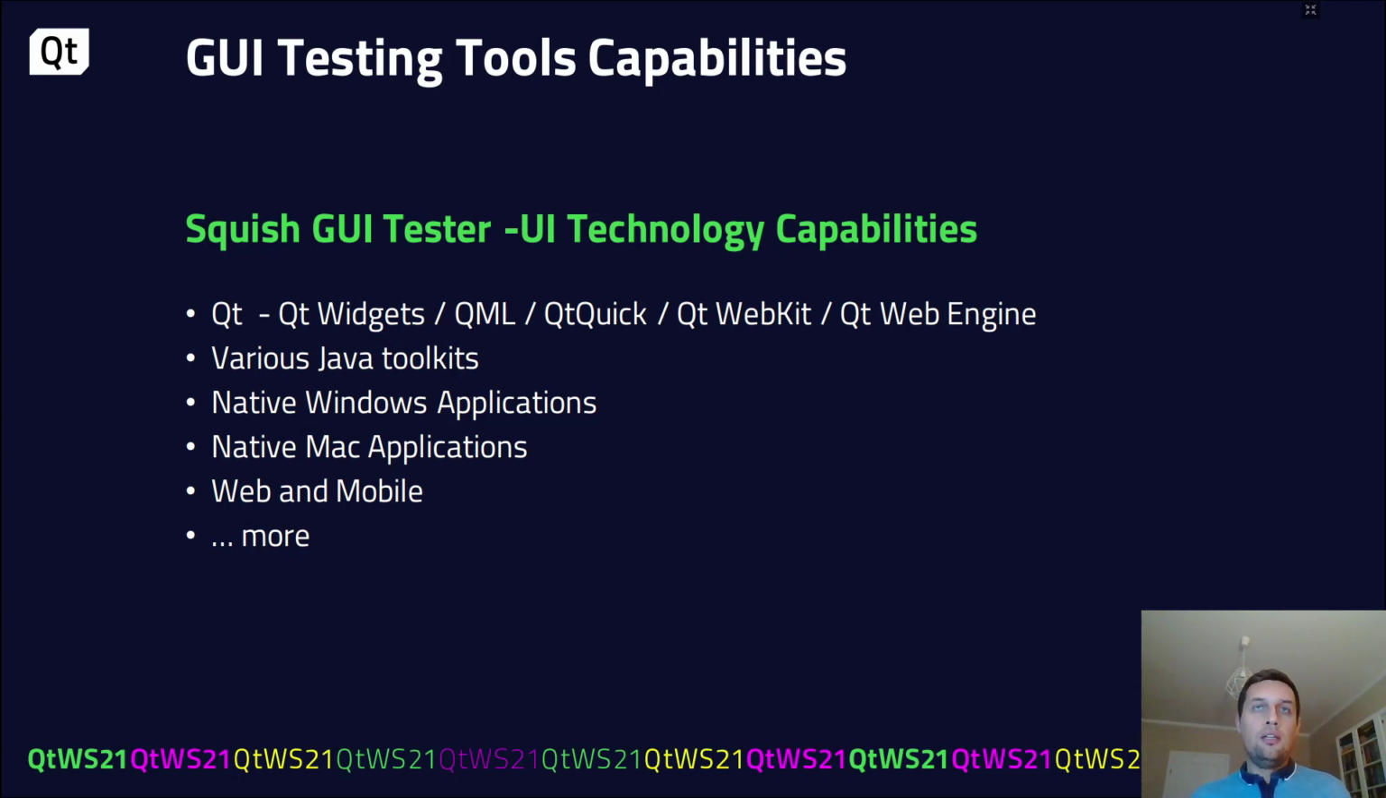But first, let's go back to discussing different capabilities that need to be considered when choosing a GUI test automation tool. The very first criterion is its UI technology capabilities. With Squish GUI Tester, you can test applications built with the Qt toolkit. Squish recognizes Qt widgets, QML, and Qt Quick controls. You can even automate interaction with embedded web content implemented using Qt WebEngine. Additionally, you can automate applications built with various Java toolkits, web, and mobile. You can also test native Windows and Mac applications.